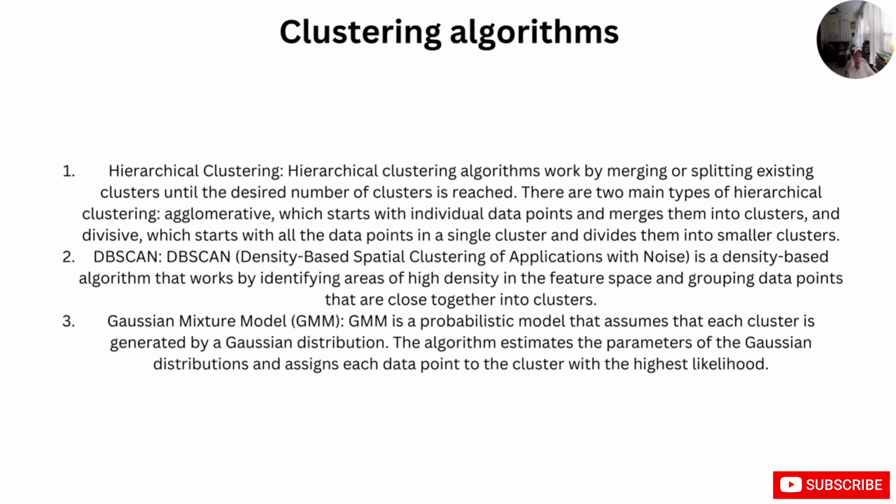Number two, hierarchical clustering. Hierarchical clustering algorithms work by merging or splitting existing clusters until the desired number of clusters is reached. There are two main types of hierarchical clustering: agglomerative, which starts with individual data points and merges them into clusters, and divisive, which starts with all the data points in a single cluster and divides them into smaller clusters.